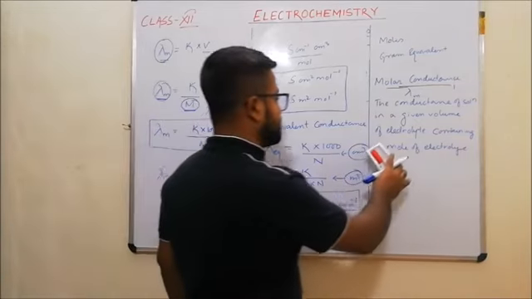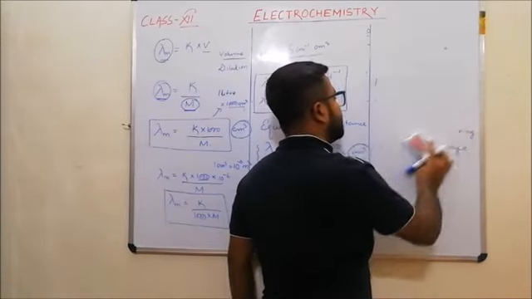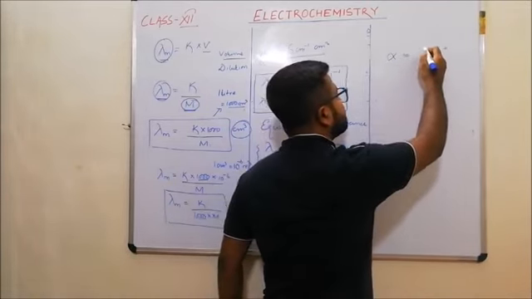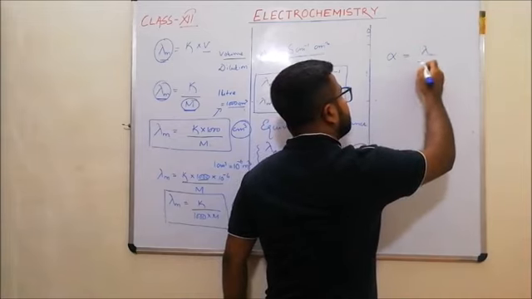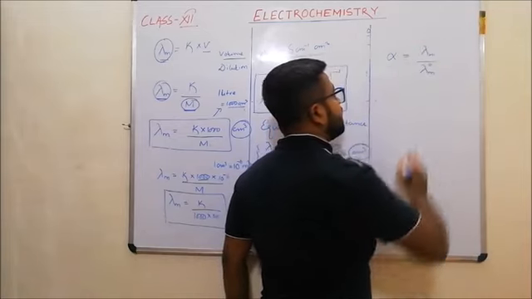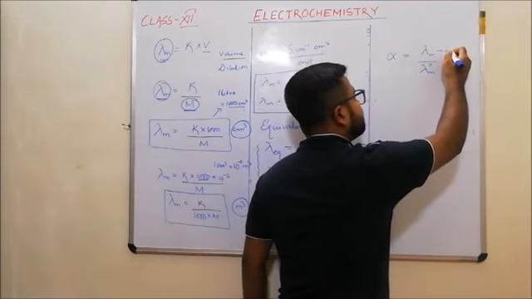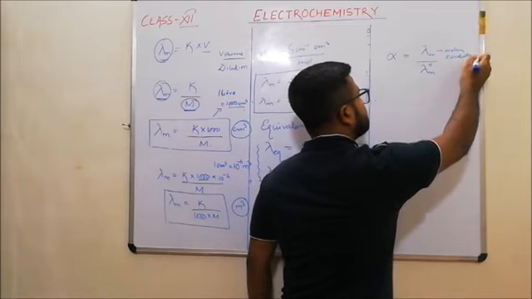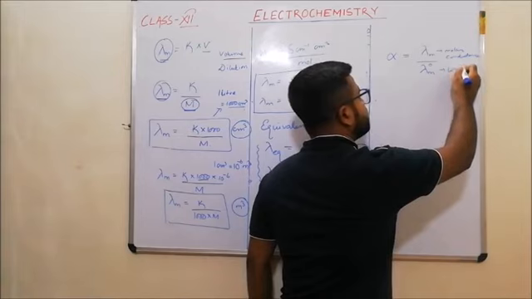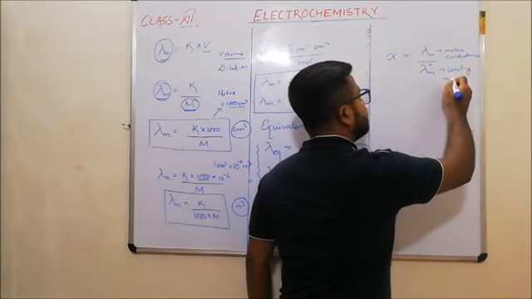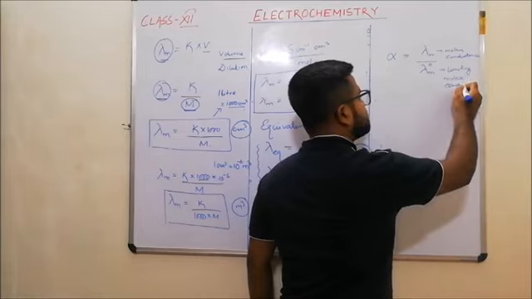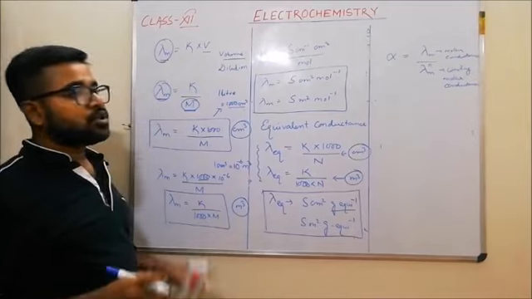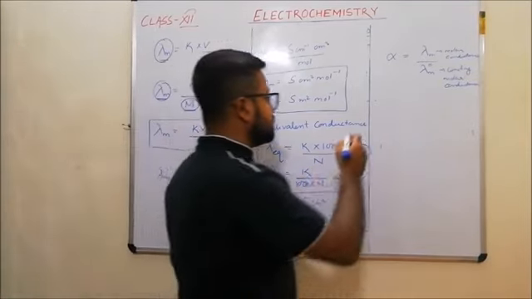And remember, one more thing is there. When we write alpha, it is the degree of dissociation. So degree of dissociation is equal to lambda m by lambda m naught. Here lambda m is the molar conductivity or conductance, and lambda m naught is called the limiting molar conductance, which we will discuss later on. Clear? So this is about alpha.